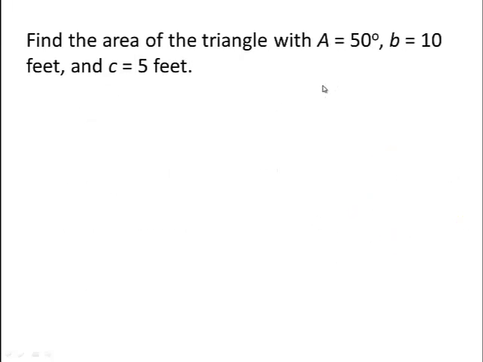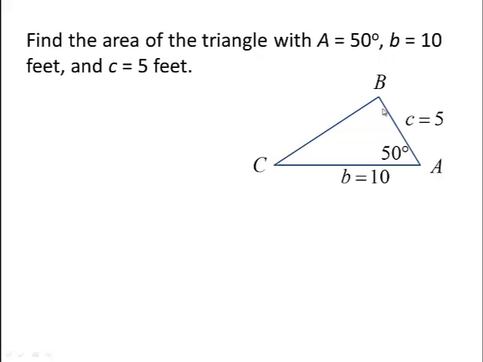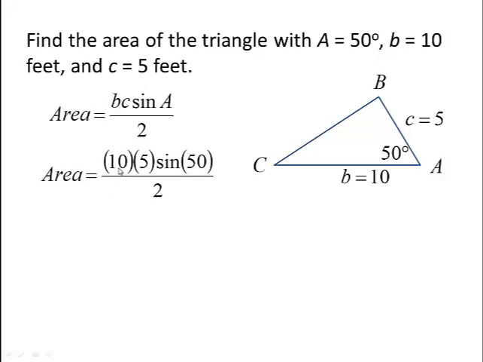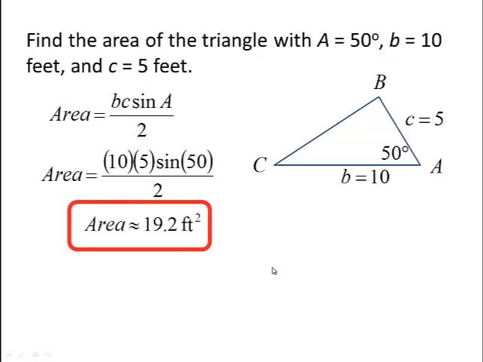The area of a triangle is base times height divided by 2, and in this case the height of the triangle is going to be the sine of 50 times the adjacent side. So this is the height. So base times height divided by 2. We have 10 times 5 times the sine of 50 over 2, and my calculator tells me that's 19.2 feet squared.